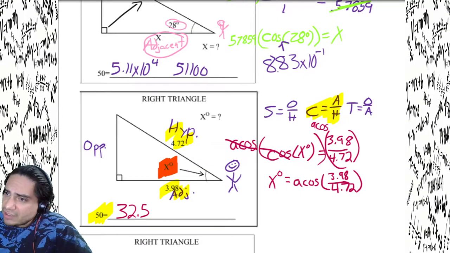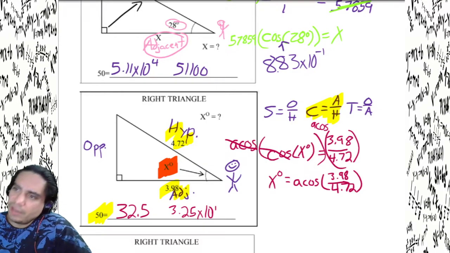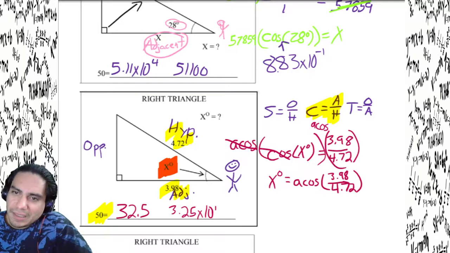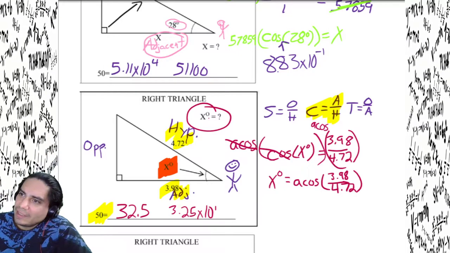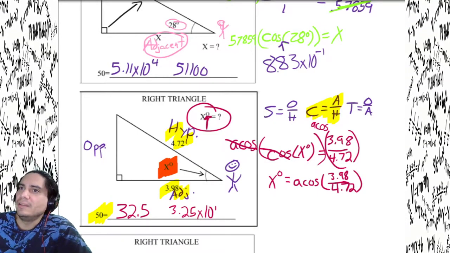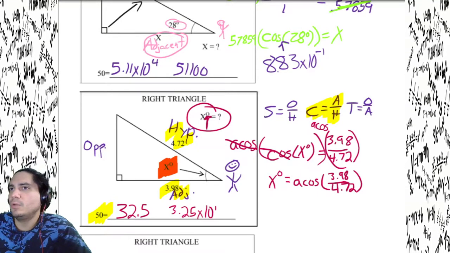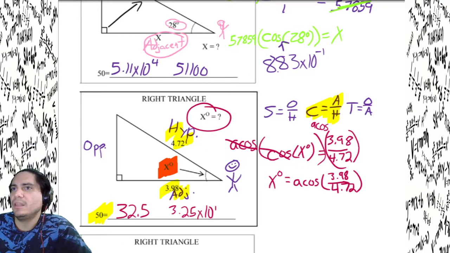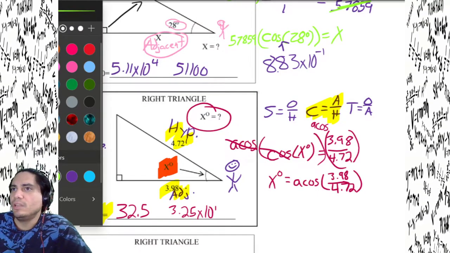Or, of course, in scientific notation, 3.25 times 10 to the first. That's it. We don't need to put the degree symbol because if you look carefully, they already tell us that this problem is going to be in degrees. So we don't have to worry about that in this problem. It's going to be real nice here.